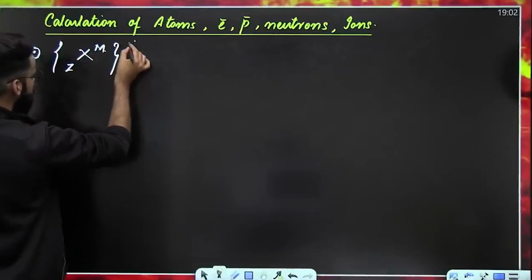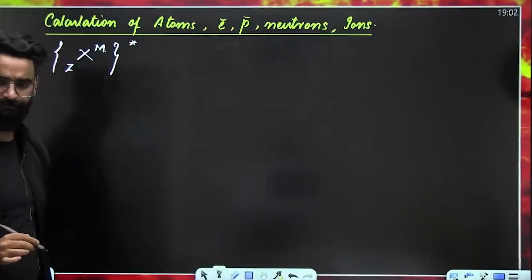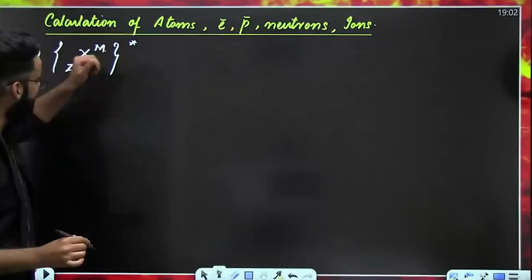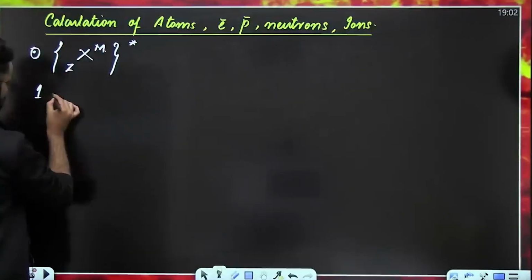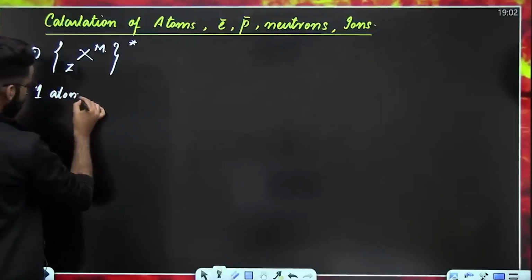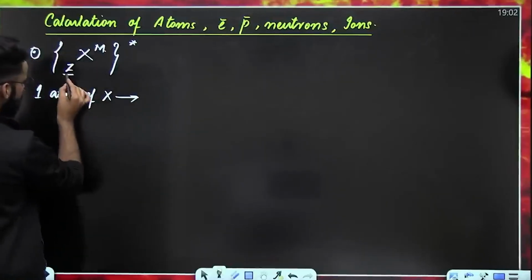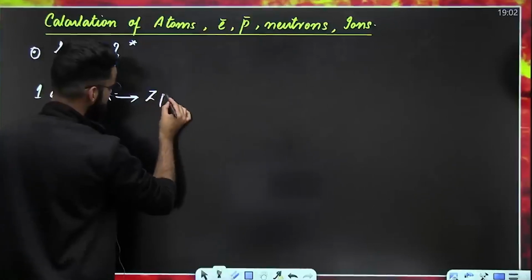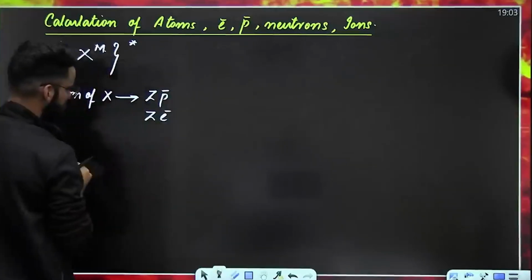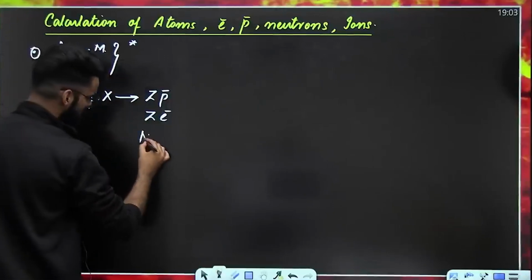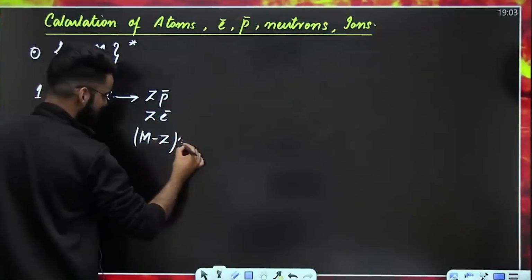right? There is no charge on this atom. This atom X is electrically neutral. Whenever you have an electrically neutral atom, you can say one atom of X. One atom of X contains how many protons? It contains Z protons. How many electrons? It contains Z electrons. How many neutrons? It's always going to be M minus Z, mass number minus atomic number.